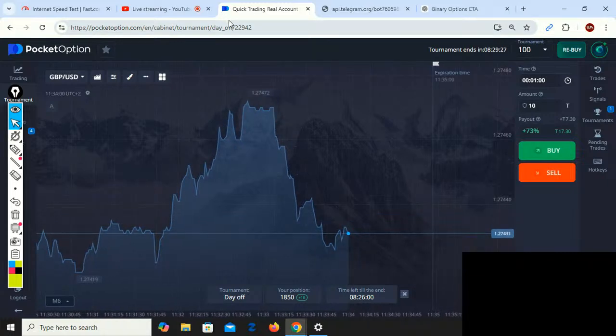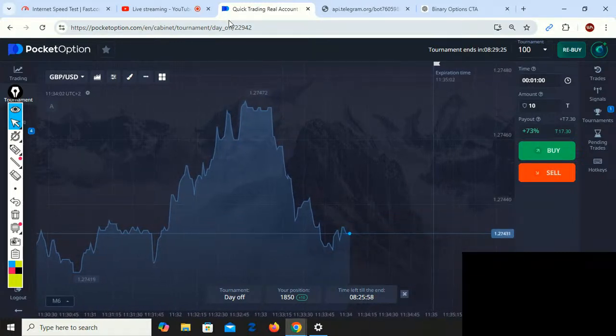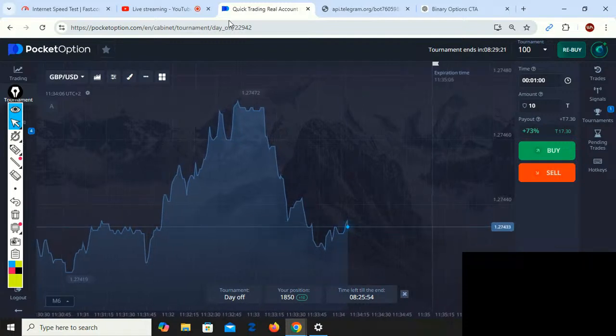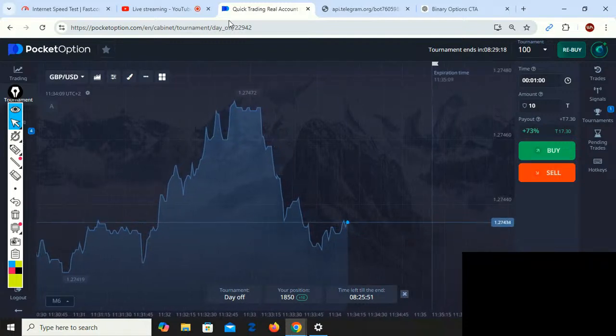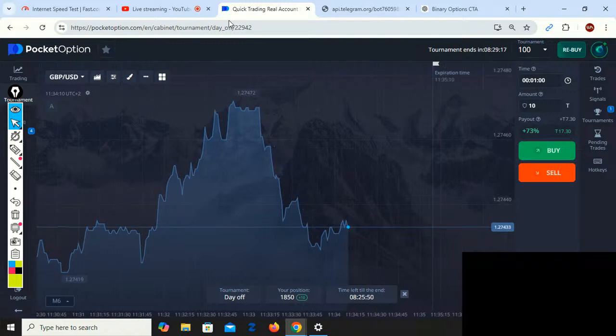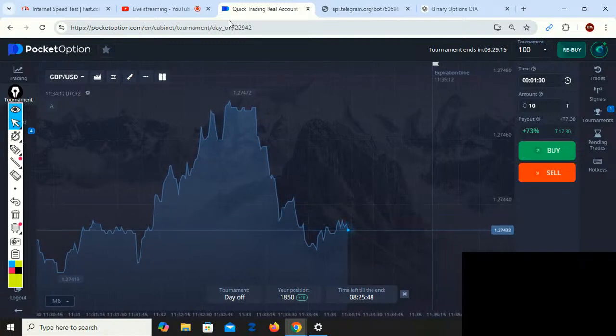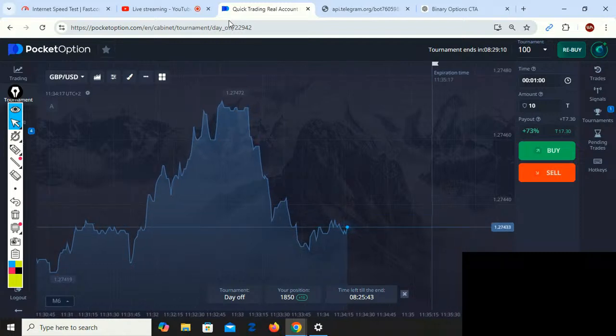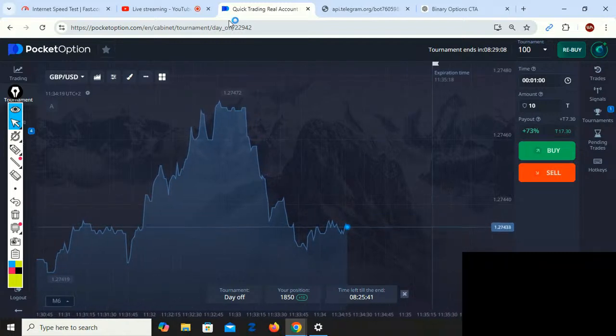Today we'll keep on testing the EMA, exponential moving average, plus the stochastic oscillator strategy, to make sure that everything is working fine.